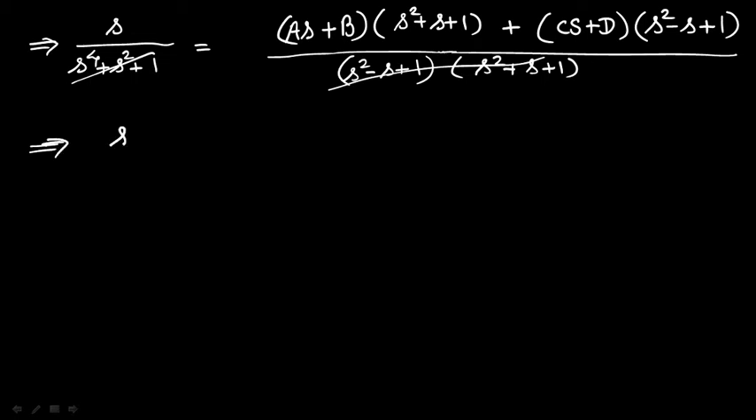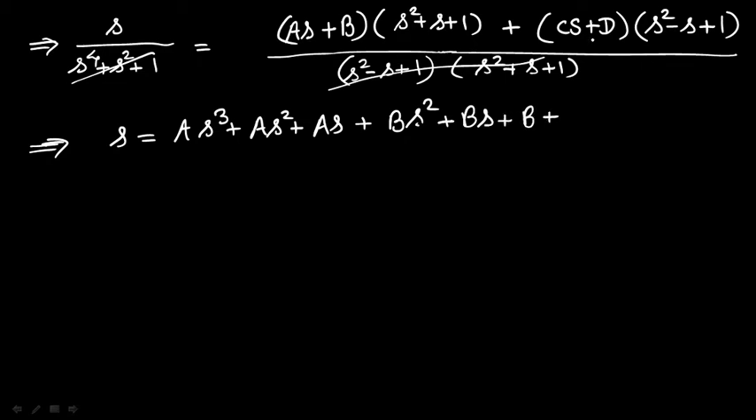Now open the brackets on the right hand side and combine the terms of s cube, s square, s and the constant term. Therefore open the bracket: a s cube plus a s square plus as. Then multiply by b into the bracket, therefore b s square plus bs plus b. Now the second term cs plus d into the second bracket, therefore multiply: cs cube minus cs square plus cs, and plus d into the second bracket, therefore ds square minus ds plus d.